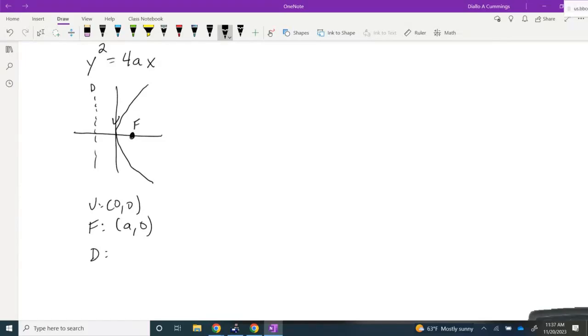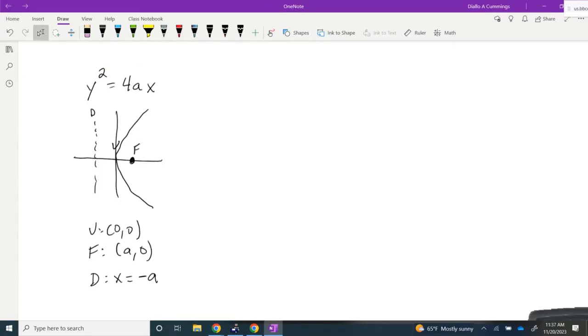So what would you think would be the equation for the directrix? So notice now this is a vertical line. So that's an x equal to type equation. So the equation for the directrix is x is equal to negative a. All right, so that's the model form and the graph and the formulas for y squared equals 4ax.